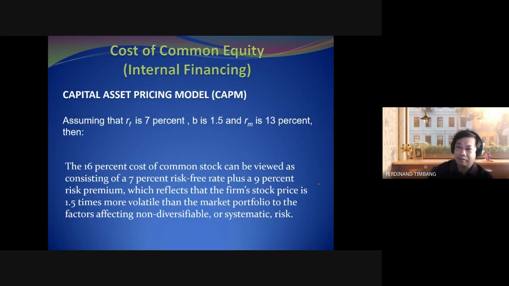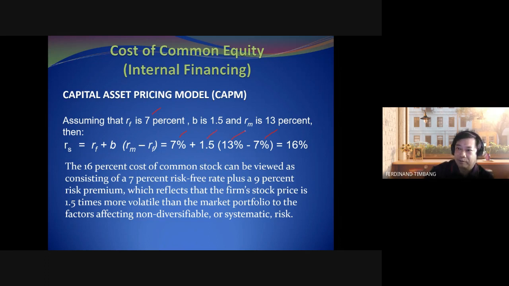Okay, example natin dito. So assuming that RF is 7% and beta is 1.5 and RM is 13%. Then to compute for the capital asset pricing model, to compute for the cost, we have the 7%. So ito 'yon. And saka ito. And then we have the 1.5.